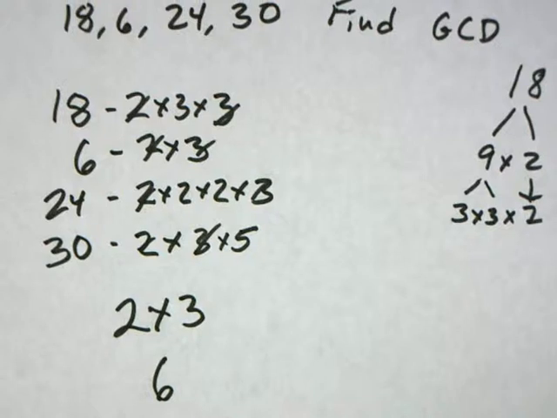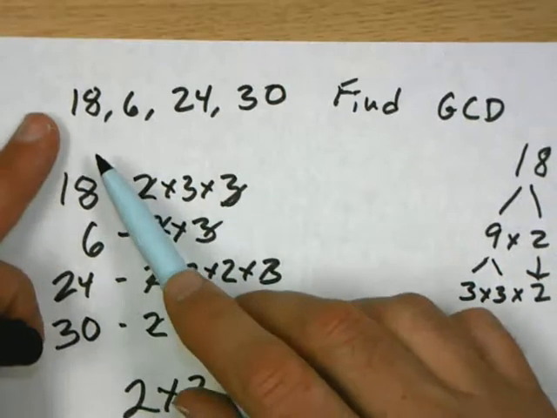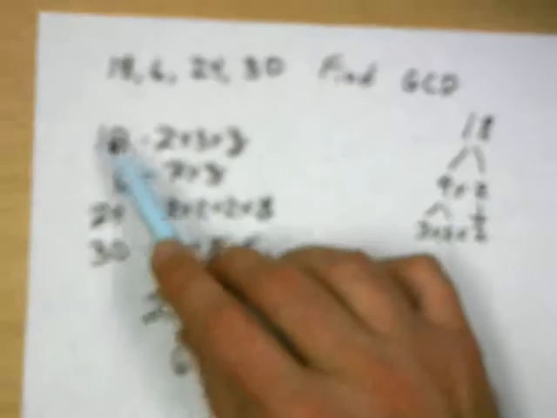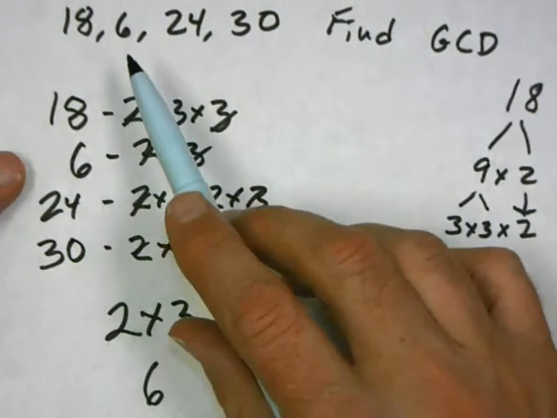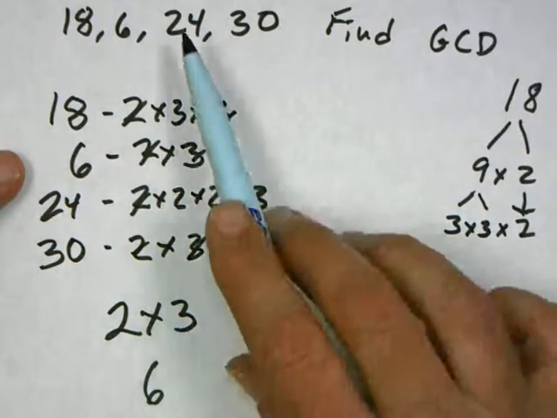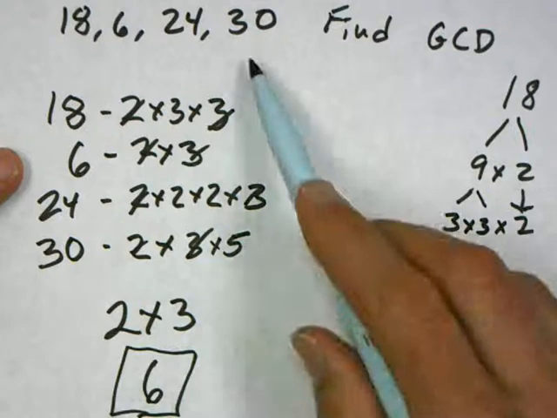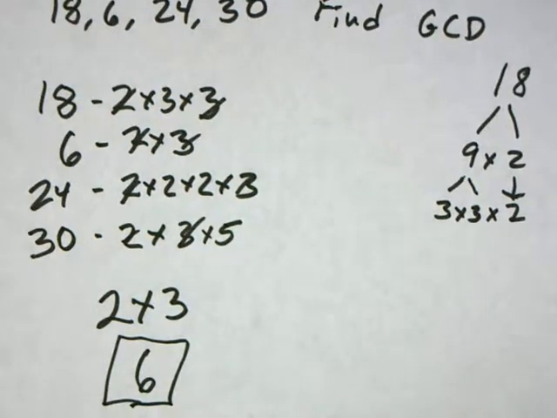And so according to this method, 6 is my greatest common divisor. But I don't need to rely on the method. I can check it. 18 divided by 6 is 3. 6 can be divided into groups of 6, one group of 6. 24 can be divided into groups of 6. 30 can be divided into 5 groups of 6. So there's one problem. Let's do another that you might see on your test.